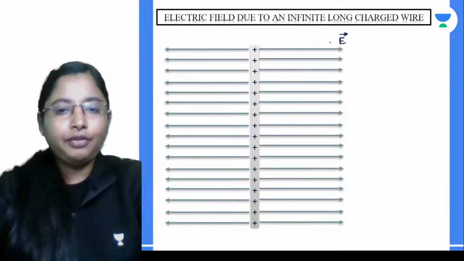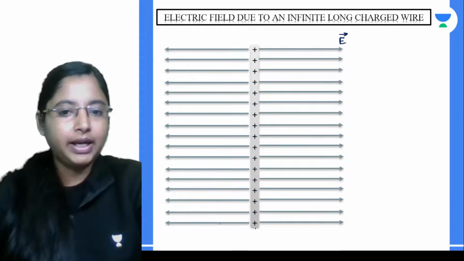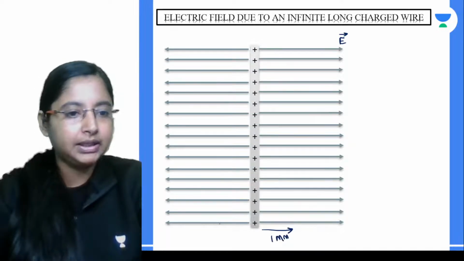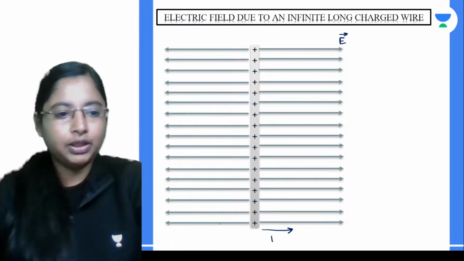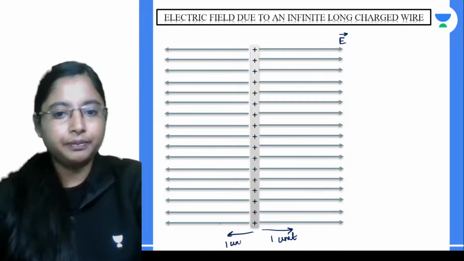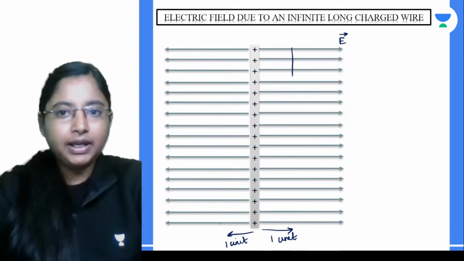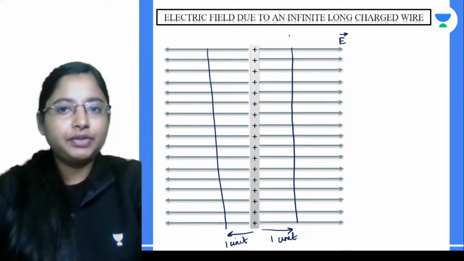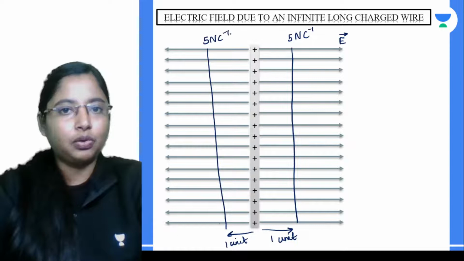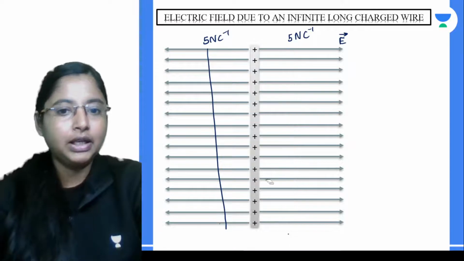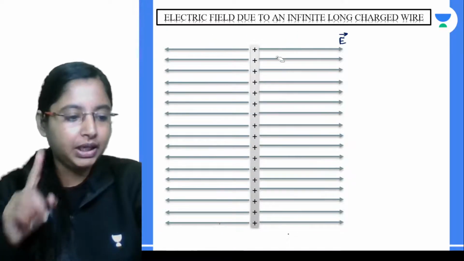Now if you take a particular distance away from this wire, let's go equal distance on both sides. Let's go 1 unit, any unit that we are taking, on this side, and 1 unit on the other side. Then the electric field at this point and at this point will be the same. So if the electric field at this point is around 5 Newton per coulomb, this side also it will be 5 Newton per coulomb. So at equidistance everywhere around the wire, the electric field will be the same.